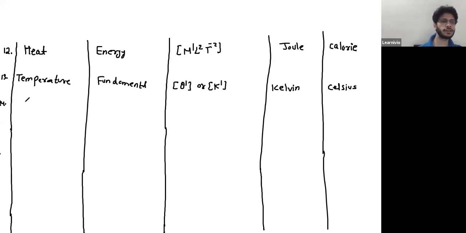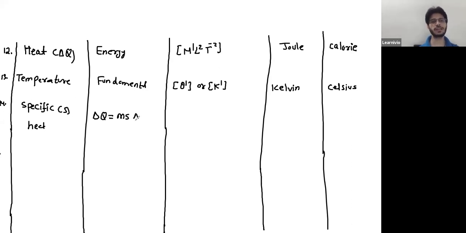After temperature, the next quantity is specific heat. We represent specific heat with small s. We usually represent heat with capital delta Q. So delta Q is M s delta T. Delta Q is heat, M is mass, and delta T is temperature. From this expression, we can write s as delta Q over M delta T. Write down its dimensional formula, its SI unit, and its CGS unit.